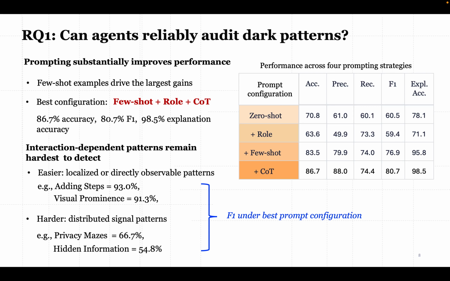We also found that detection performance depends on the type of dark pattern. The agent performs better on localized or directly observable patterns, such as additional steps and visual prominence, because the relevant signals are often visible within a single screen. In contrast, interaction-dependent patterns, where signals are distributed across multiple steps, remain the hardest to detect, such as privacy mazes and hidden information.